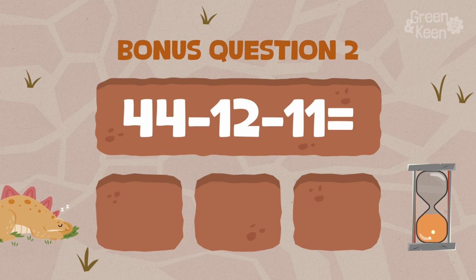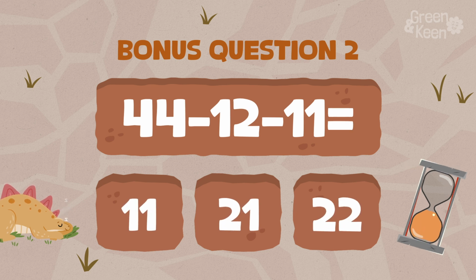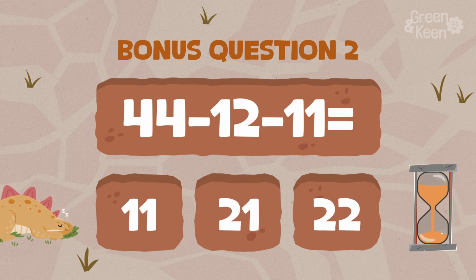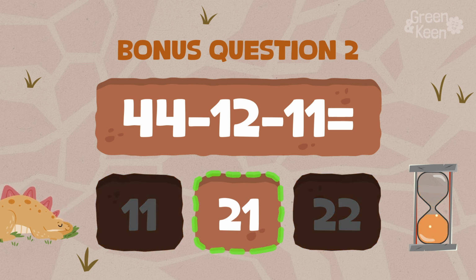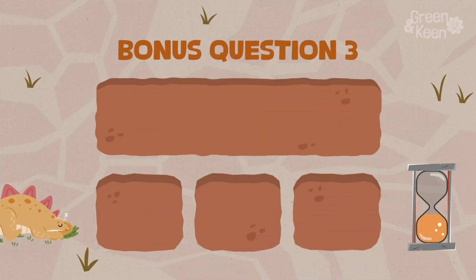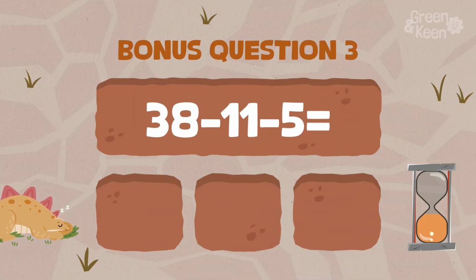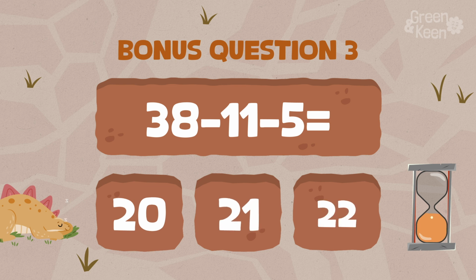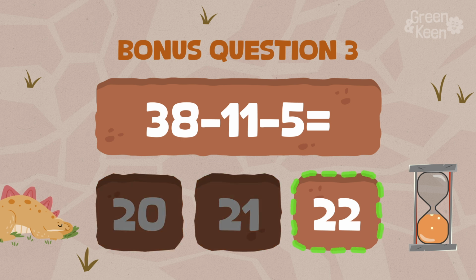Bonus question number 2. 44 minus 12 minus 11 equals... The answer is 21. Bonus question number 3. 38 minus 11 minus 5 equals... The answer is 22.